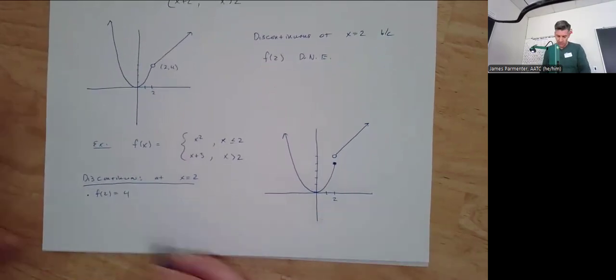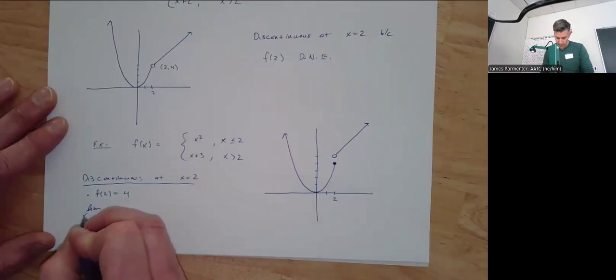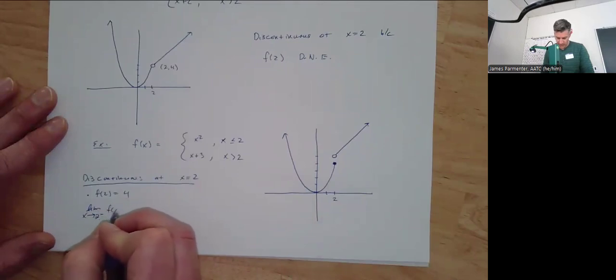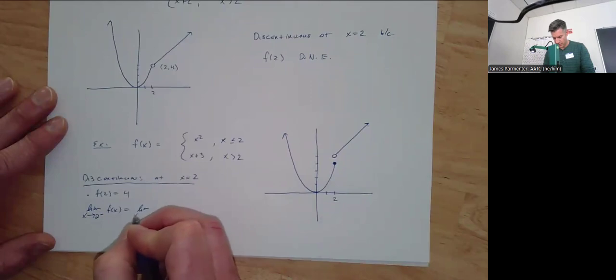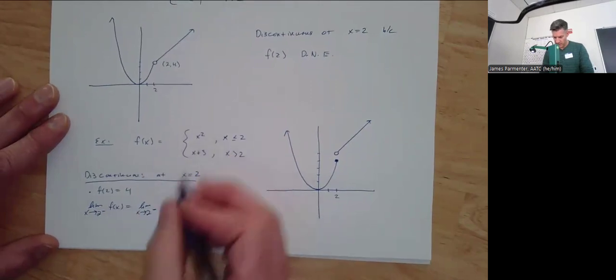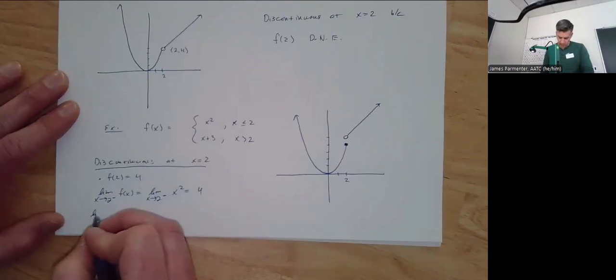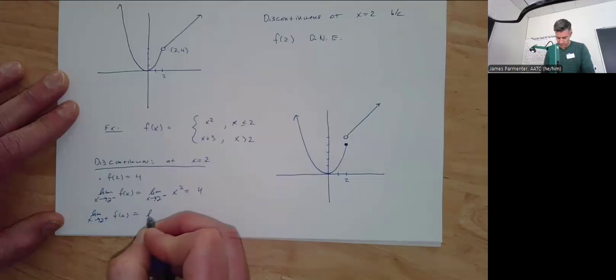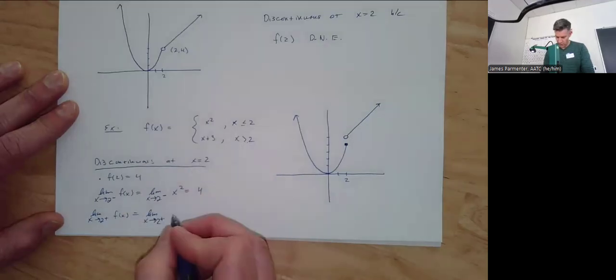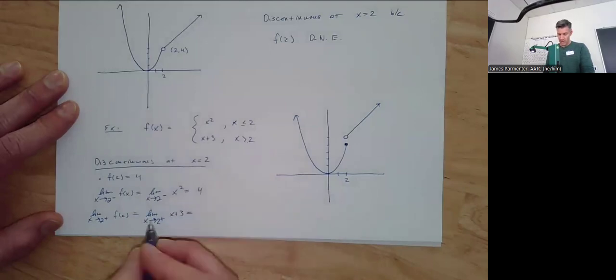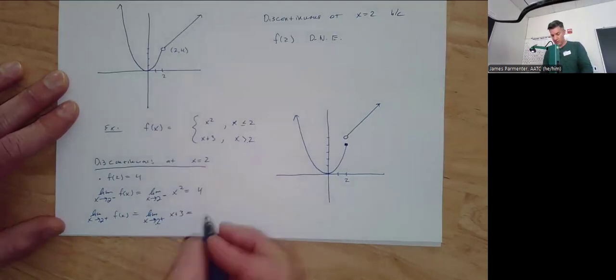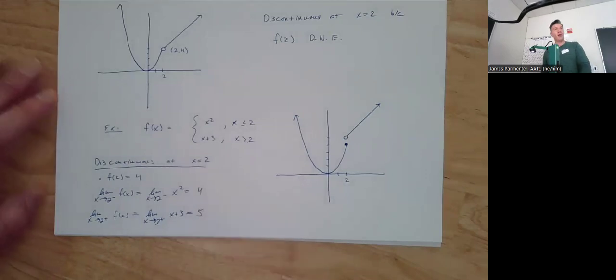The limit as x approaches 2 from the left of f of x is the limit from the left piece, which is going to be 4. But the limit as x approaches 2 from the right, we're going to use the piece where x is bigger than 2. And when x is bigger than 2, we get the function x plus 3. As x gets closer to 2, x plus 3 gets closer to 2 plus 3, which is 5. Those don't match. Limit doesn't exist.